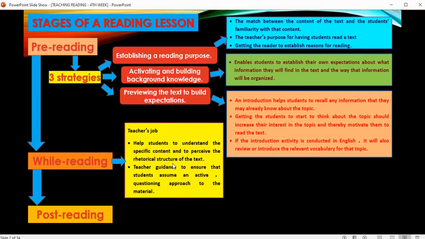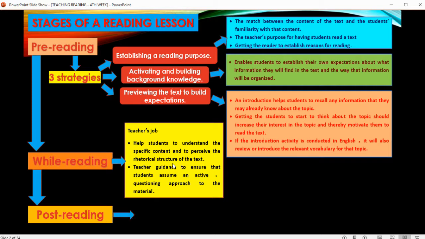The while reading stage, so here we have the teacher's job. This is what we are going to do today. We're going to analyze these two stages and also the activities that we can do on these stages. So here they help students to understand the specific content and to perceive the rhetorical structure of the text. Here we have to guide our students so that they assume an active questioning approach to the material.